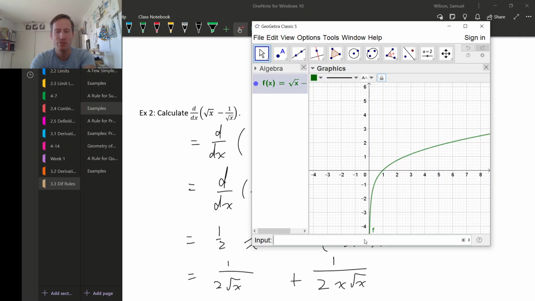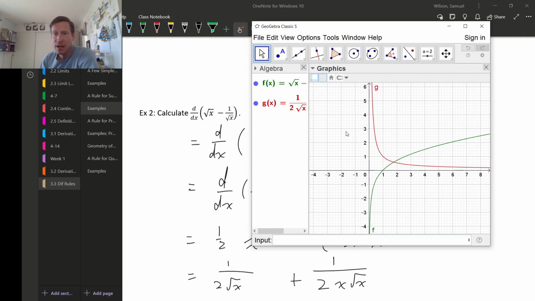And for our derivative, I'll call it g of x, but keep in mind that it's really the derivative. We get 1 over 2 times the square root of x plus 1 over 2 times x times the square root of x. Okay. Now this looks right because here where the original function is going up steeply, its derivative should be large and positive, and the g function is large and positive.